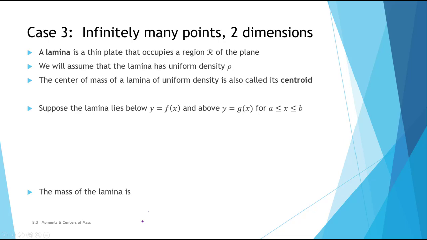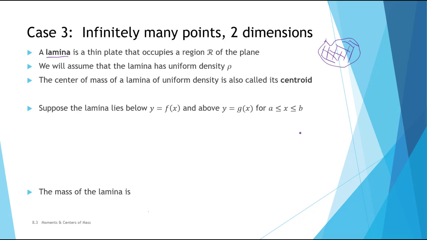Now we will look at the third and final case, in which we don't have a finite number of points, but an infinite number of points. So in this situation, rather than thinking about individual point masses, we will think about a lamina, which is a thin plate that occupies a region R of the plane. So you can think of this as a strangely shaped plate. It's flat, and at each point there is a mass.